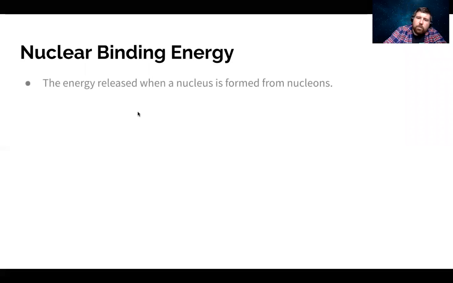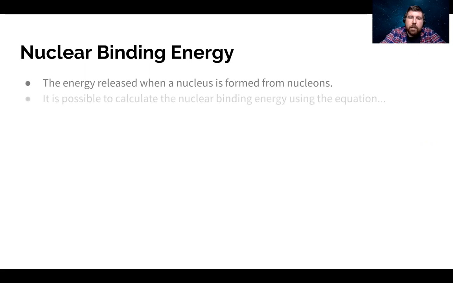Nuclear binding energy. So what the heck is this missing mass? Like, where does this go? Why do we need to know this? And generally speaking, this comes from the nuclear binding energy. So follow along with me here. First off, the nuclear binding energy is the energy released when the nucleus is formed from the nucleons. So we have the nucleons by themselves, and then they come together to form the nucleus.